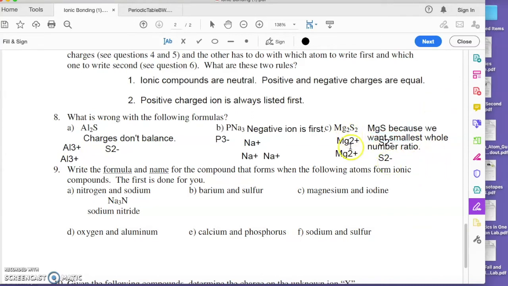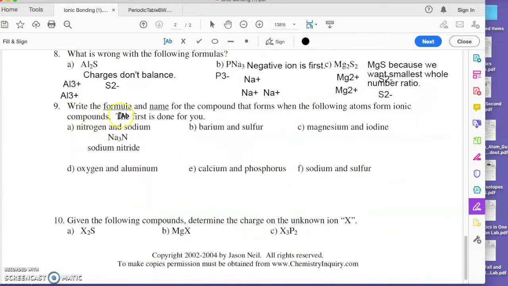So if I have a positive 2 and negative 2, I just need one of each. I don't need to put 2 of each. Even though it does work, I want to put one of each, okay? So on your own, do 9 and 10, pause and do that, and then I will show up on the board and show you how to do those. Good luck.